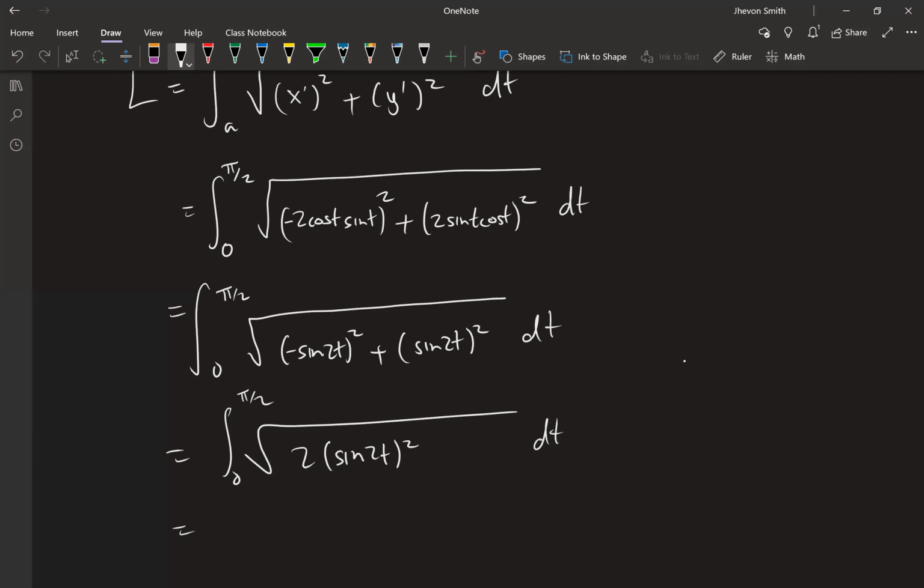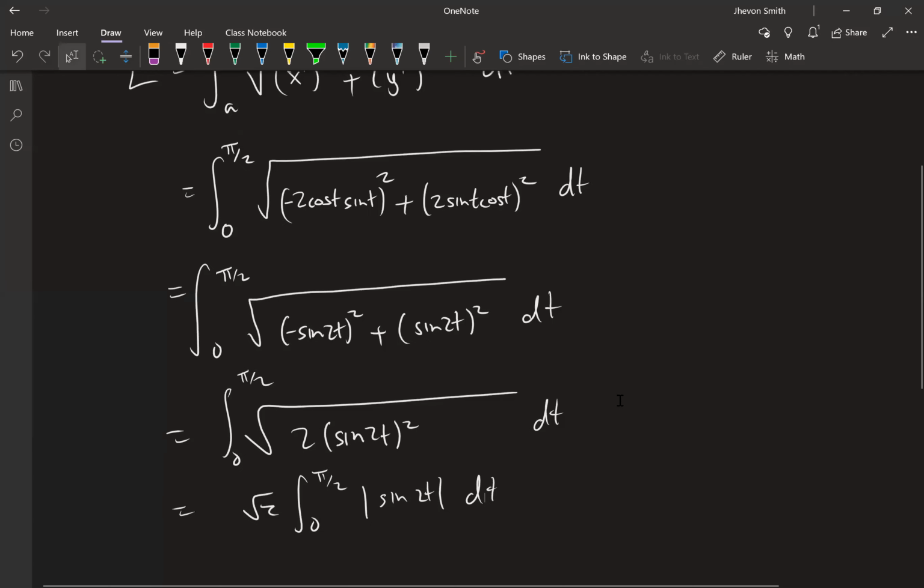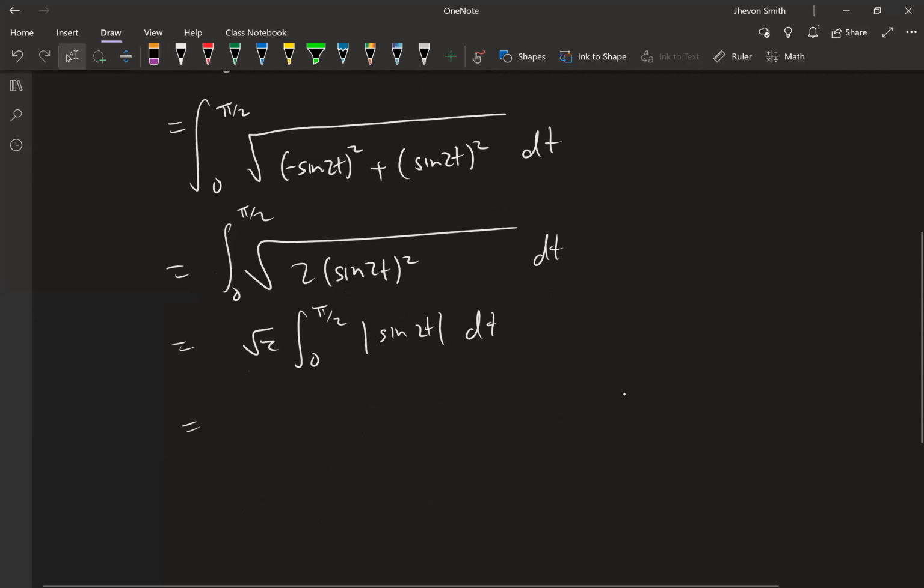So then that just becomes radical 2 times the integral from 0 to pi over 2 of the absolute value of sine 2t. But of course, on that interval, sine 2t is positive, so that just becomes radical 2 integral from 0 to pi over 2.